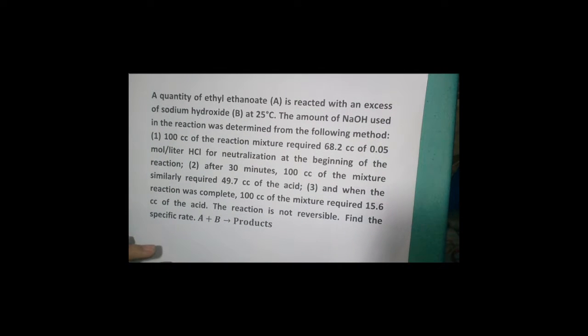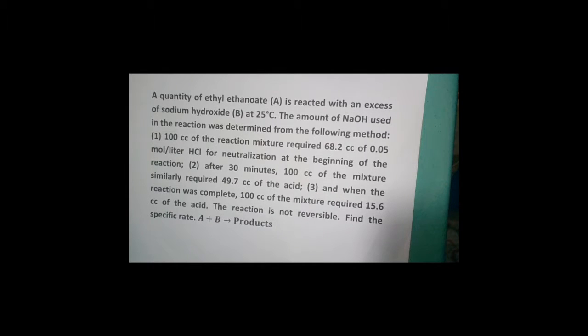So good day everyone. We have here a problem about a second order reaction that is not reversible. The problem states that a quantity of ethyl ethanoate is reacted with an excess of sodium hydroxide at 25 degrees Celsius. The amount of sodium hydroxide used in the reaction was determined from the following method. 100 ml of the reaction mixture required 68.2 ml of 0.05 mole per liter hydrochloric acid for neutralization at the beginning of the reaction.